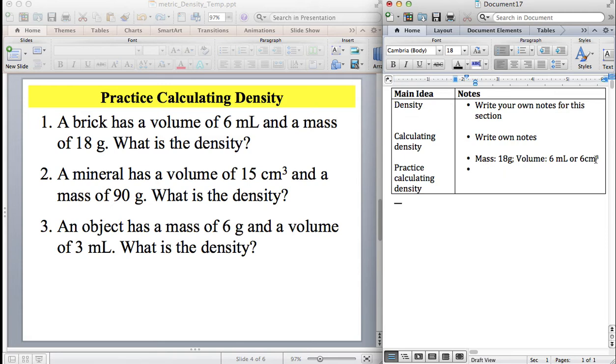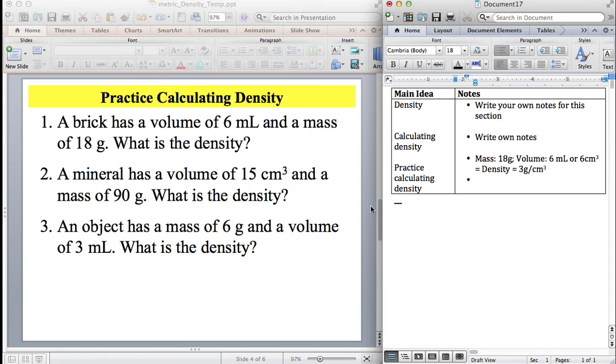So the density of this object is going to be 18 divided by 6, which equals, of course, 3, and I have to put my whole units: grams per cubic centimeter.